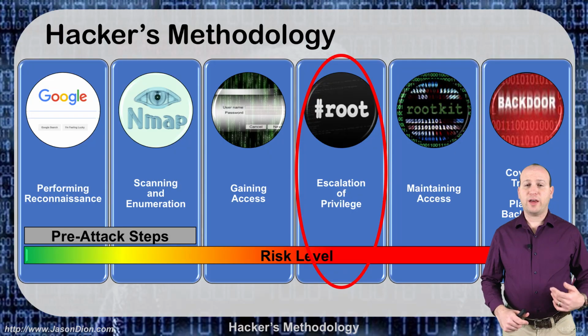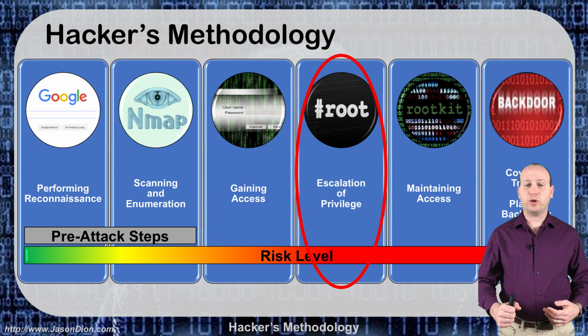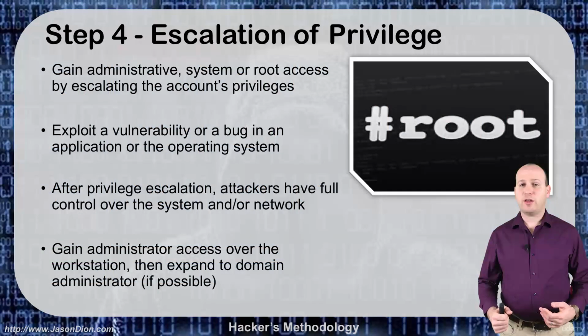The fourth phase is we're going to do our escalation of privileges. So now that we've launched our exploit, we've gained our initial access. Usually we're going to gain access as a user.